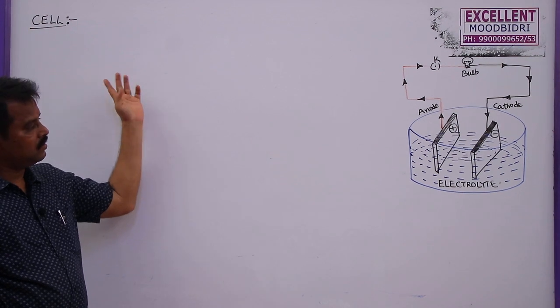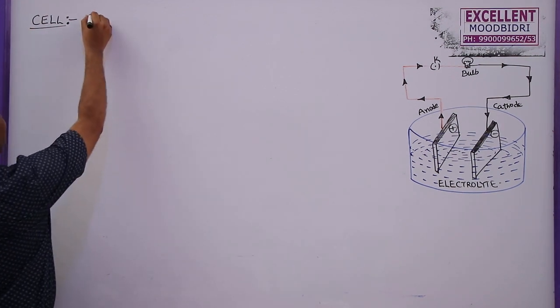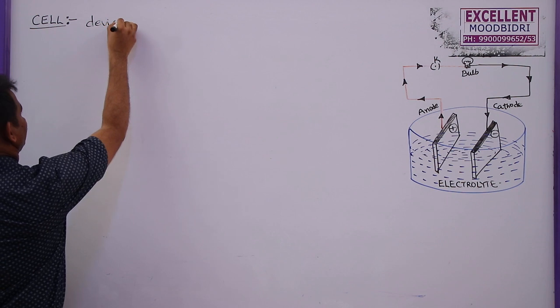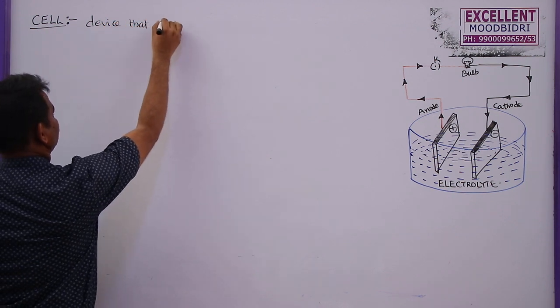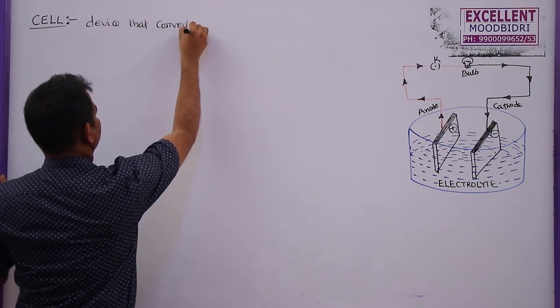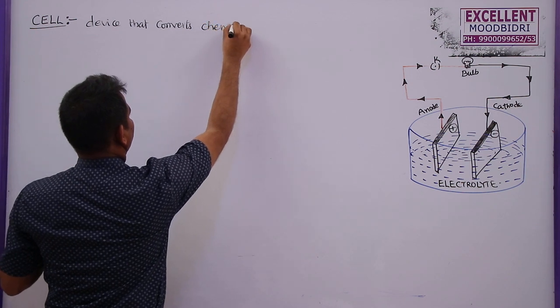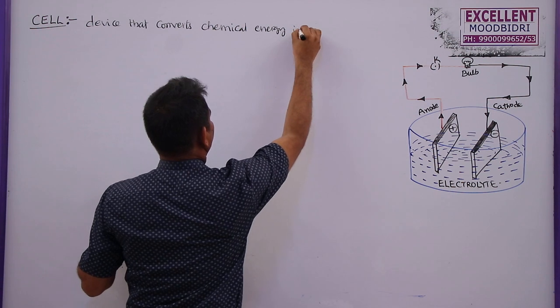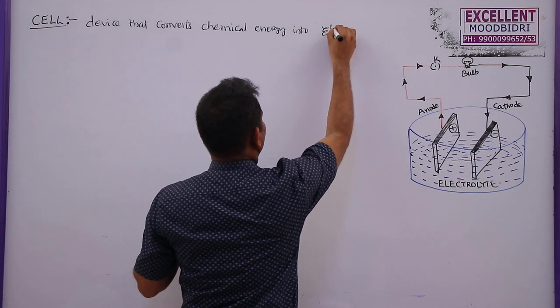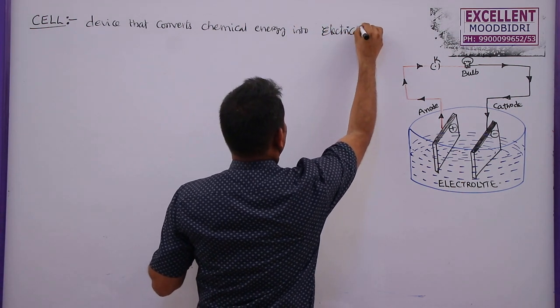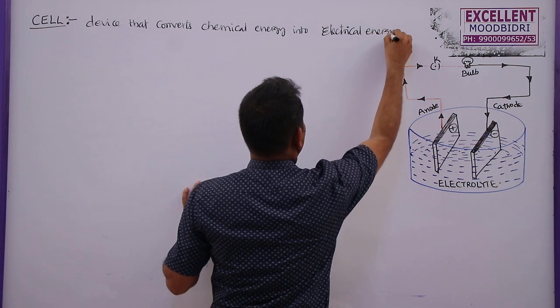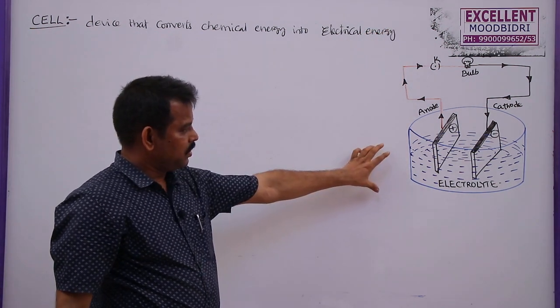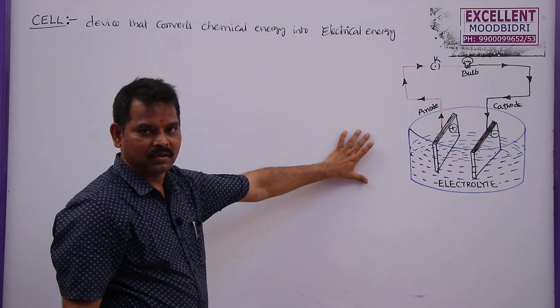The next topic is about cell. So a cell is a device that converts the chemical energy into electrical energy. So this is a simple sample of a cell here.